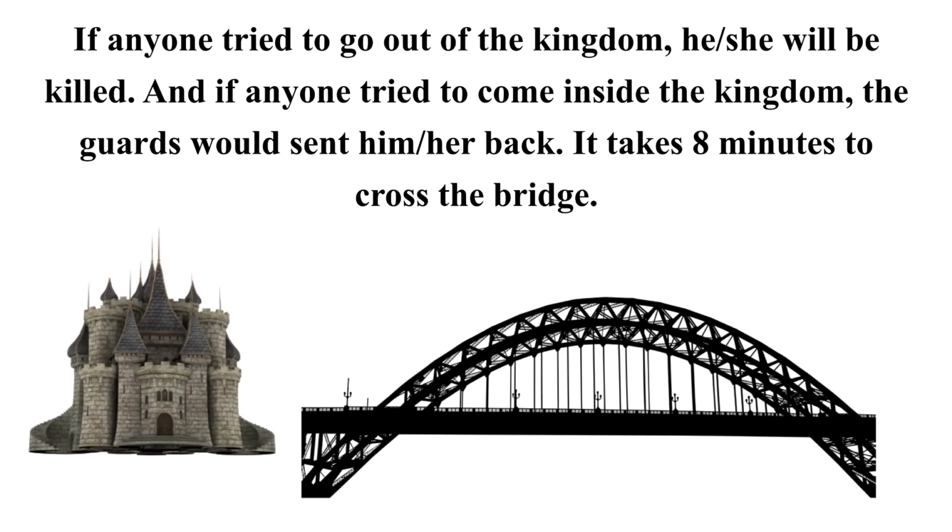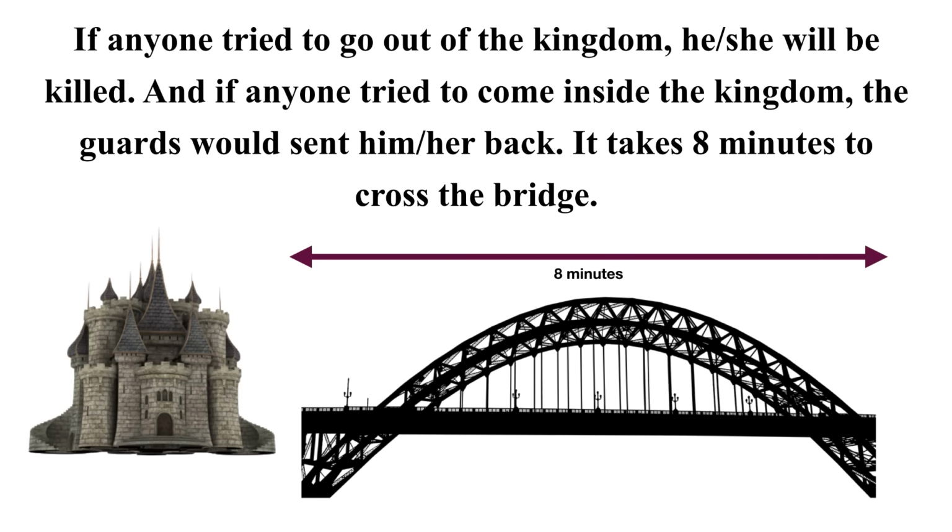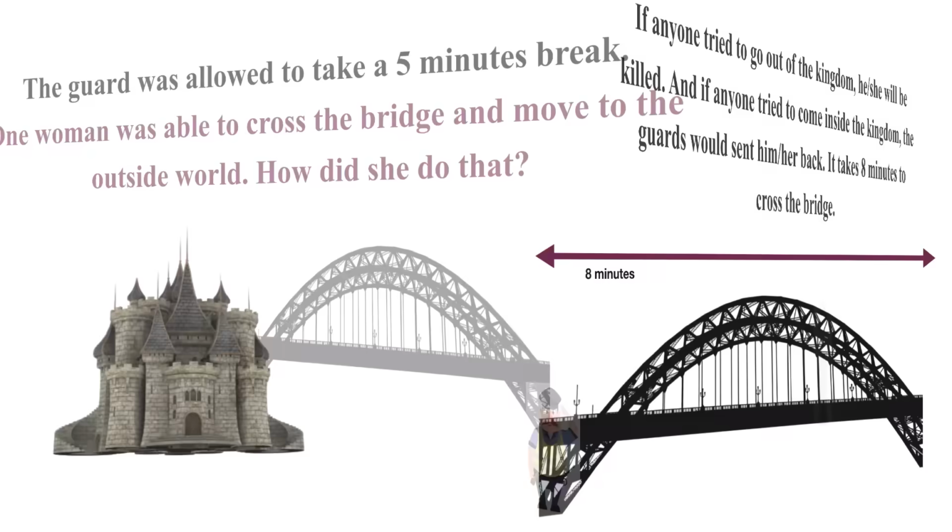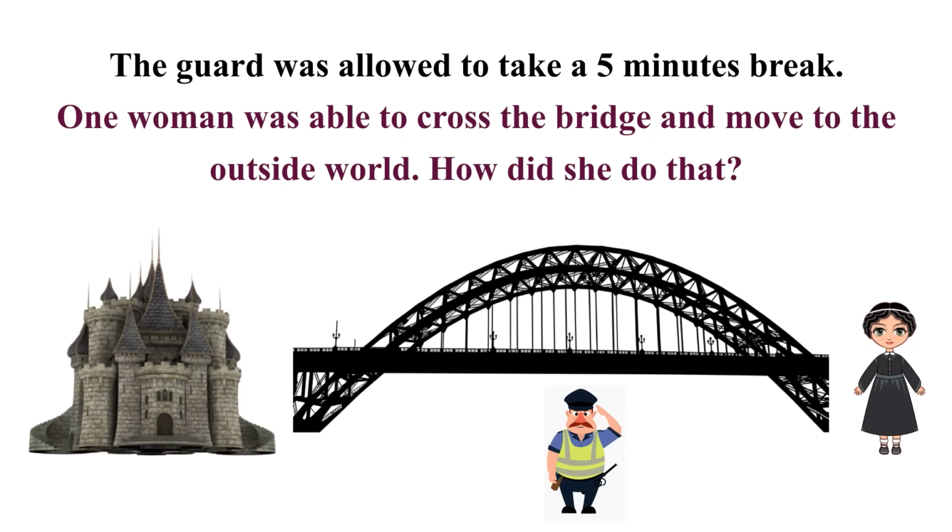If anyone tried to go out of the kingdom, he or she would be killed. And if anyone tried to come inside the kingdom, the guards would send them back. It takes 8 minutes to cross the bridge. The guard was allowed to take a 5 minutes break. One woman was able to cross the bridge and move to the outside world. How did she do that?